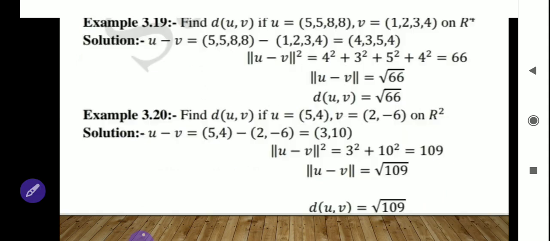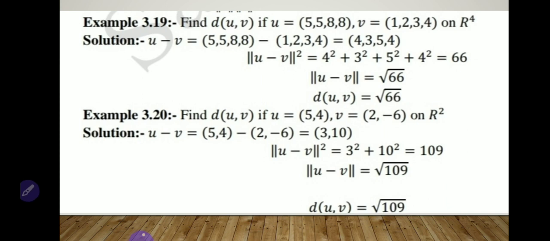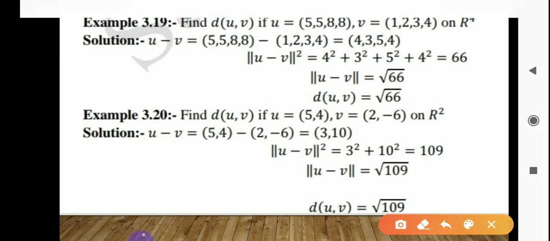Okay, then the next problem is to find the distance between u and v if u is equal to (5, 5, 8, 8) and v is equal to (1, 2, 3, 4) on R4. So this is a very simple problem. How do we find the distance between u and v? We know that the distance between u and v is equal to the norm of u minus v, so we have to first find u minus v here.